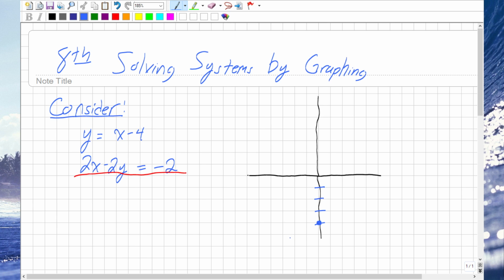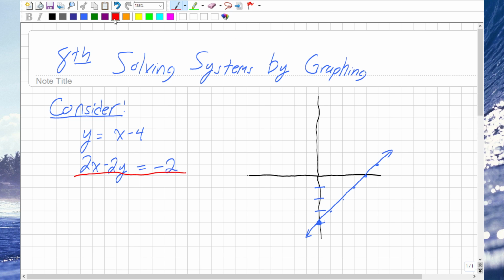Our slope is 1. When you don't have anything in front of the number, we can always assume there's a 1 there. So a slope of 1 means I rise 1 and run 1. Rise 1 and run 1. You can also drop 1, retreat 1, so you can go both ways. And then we just connect the dots as best we can. So there is my first graph.